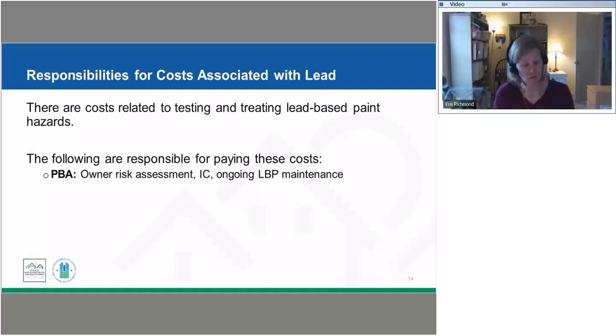All right, so who is responsible for paying for the costs related to the lead safe housing rule for project-based assistance? It is the owner. So the owner is paying for any risk assessments, visual assessments, interim controls, paint stabilization, and periodic re-inspections.